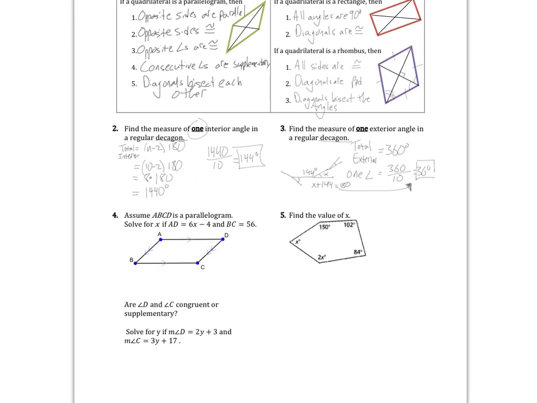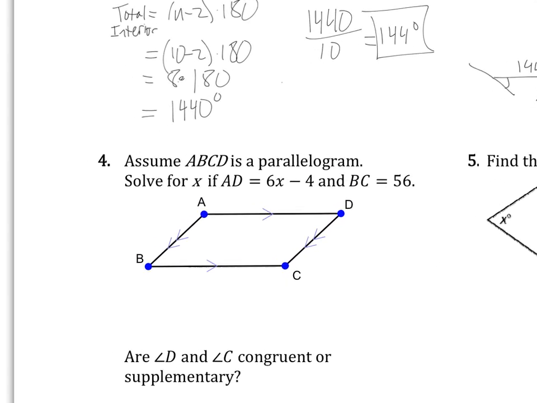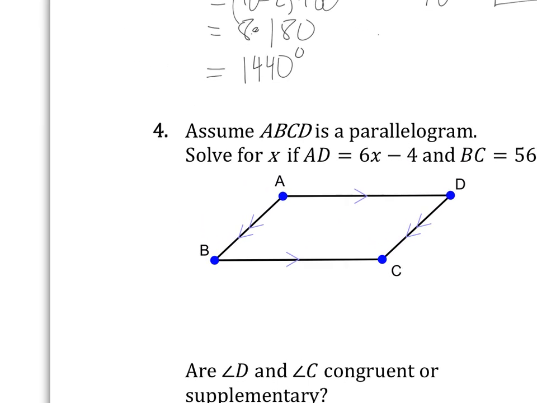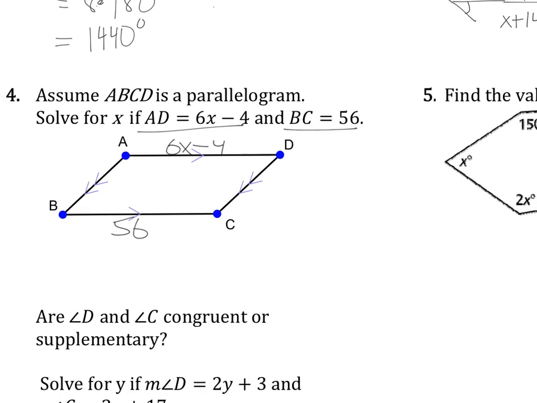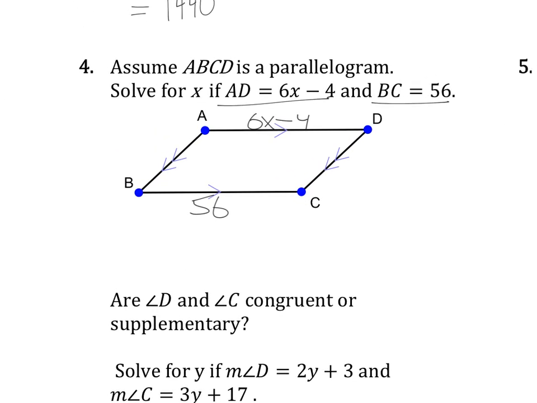So let's keep rolling here. We got a parallelogram, number 4. So if we got a parallelogram and we got these 2 sides, now on a problem like this where we're given some information about the sides, this side is 6x minus 4. This side is 56. It's a good idea to label it right on that drawing. And so now we're looking at it and we're saying, well, those are opposite sides. What do we know about opposite sides of a parallelogram? Well, opposite sides are congruent. So these 2 things have to be congruent. So the 56 and the 6x minus 4 have to be congruent.